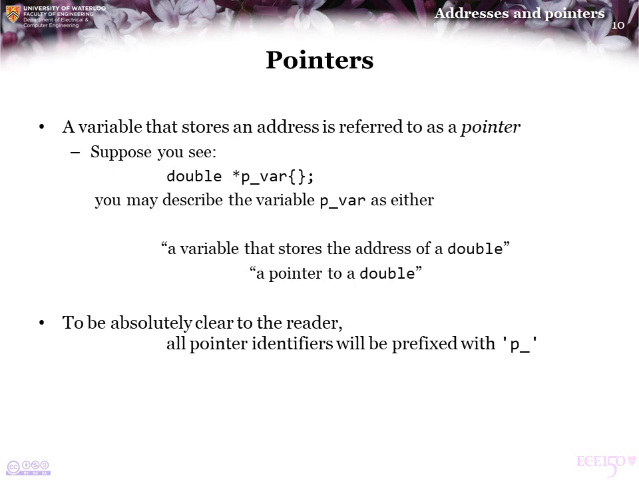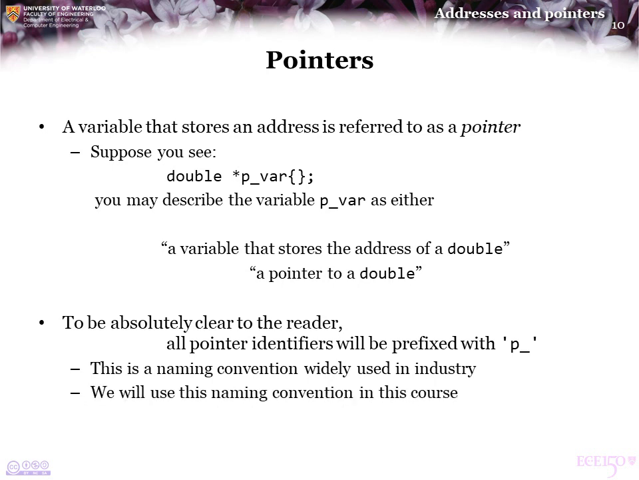Now, to be absolutely clear to all readers of your code, it's very useful to prefix the identifier of any pointer with p_. This is not required. It doesn't actually do anything. It is simply a naming convention. But this is a naming convention that is widely used in industry, and it makes it clear to the reader that a variable is specifically storing an address and not, for example, an integer or a double. We will be using this naming convention throughout this course.